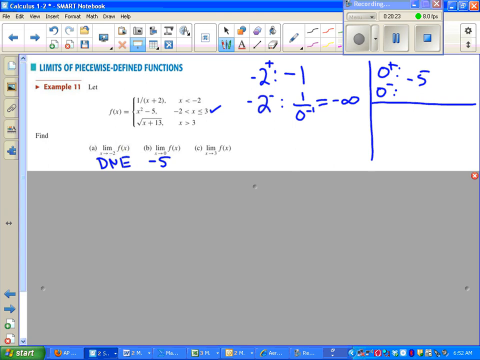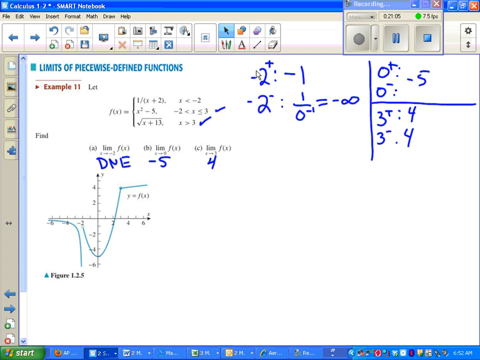In part C, we're going to look at x approaching 3 from the right and the left. When we want from the right, we've got to look for numbers slightly bigger than 3. So right there, and we can use direct substitution. 3 plus 13 is 16. Square root of 16 is 4. Then we want 3 from the left, numbers slightly smaller than 3, which is this middle piece. Plugging 3 there, we get 9 minus 5, 4. The two limits matched up, so we say 4.